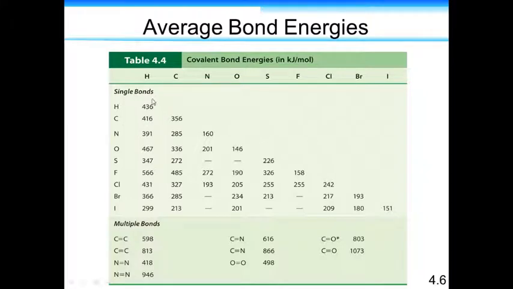Between a carbon and a hydrogen, 416. Nitrogen-hydrogen, oxygen-hydrogen, and so on. So we can create these tables of average energies for double and triple bonds as well. What this allows us to do is, if we have an unknown compound, approximate the energy released when we combust that compound. That's a very powerful tool if you're working with, say, a newly developed explosive compound, or doing anything where you're unsure of the amount of energy released.